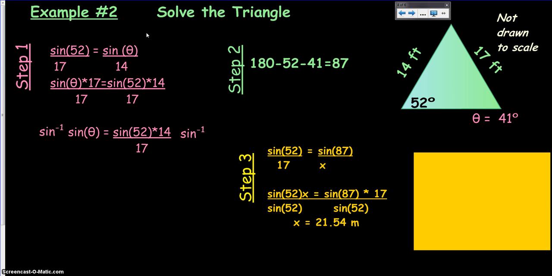Looking at the angles and the sides, that makes reasonable sense. The biggest angle is across from the biggest side. The smallest angle is across from the smallest side. That will always be what happens if you find the correct answer.